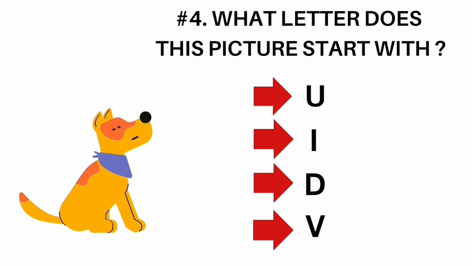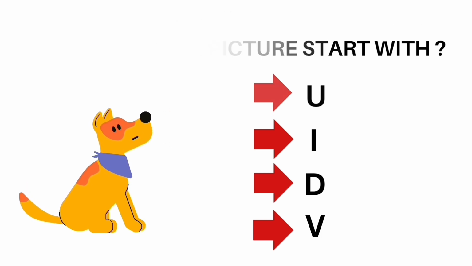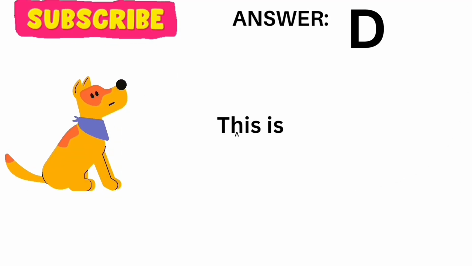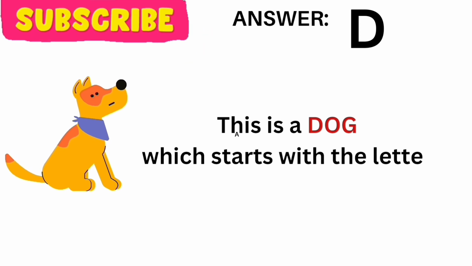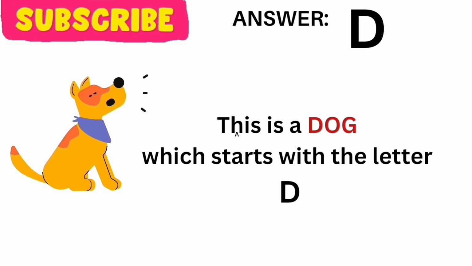What letter does this picture start with? The options are U, I, D, V. The answer is D. This picture is a dog, which starts with the letter D.